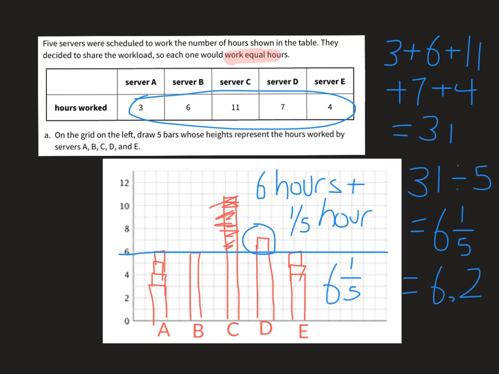So moving boxes around or moving kittens around is a good idea, but on the work that you're going to be doing after this on the Google form, I really would like you to think about what we're doing here. We're adding up all the hours and dividing by the number of servers. We're adding up all the numbers and dividing by the number of numbers we have.